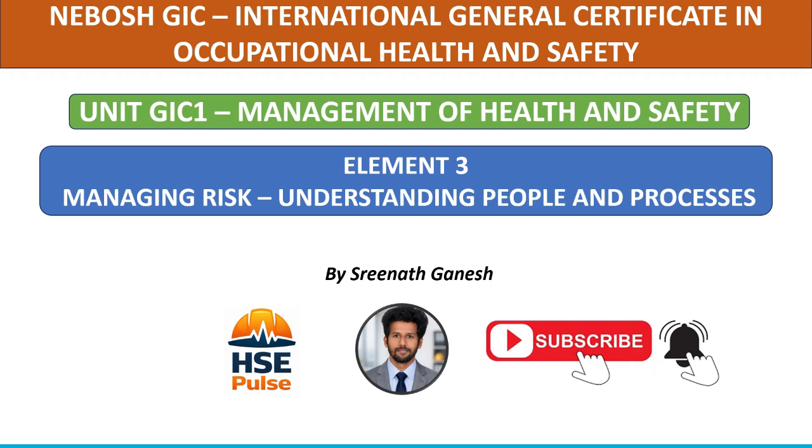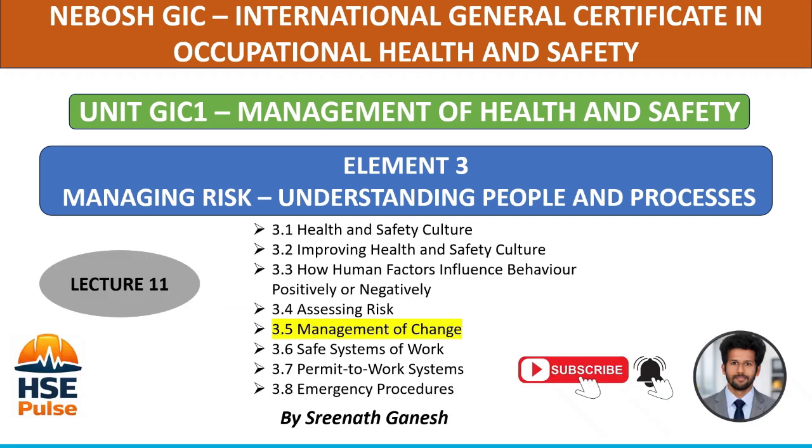As part of the NEBOSH GIC course series, we are currently under Unit GIC1, Management of Health and Safety, and Element 3, Managing Risk, Understanding People and Processes. Under Element 3, there are a total of 8 sub-elements. We have already covered 4 sub-elements in the previously uploaded videos, so kindly refer to those videos for the previous topics. This video is purely about 3.5 Management of Change.